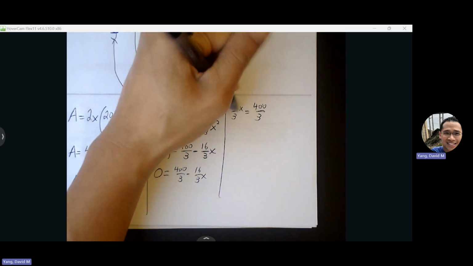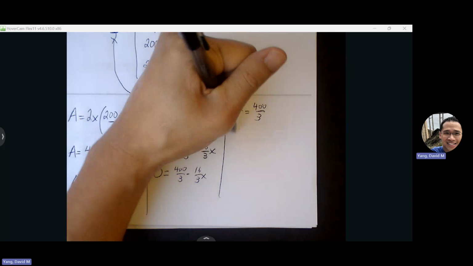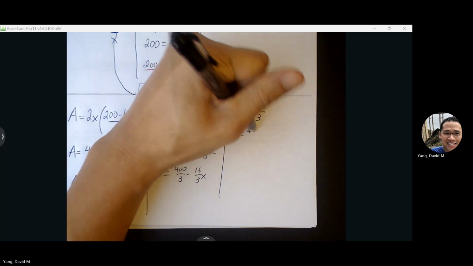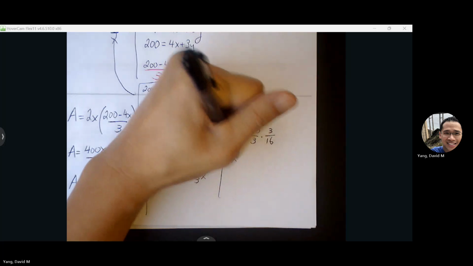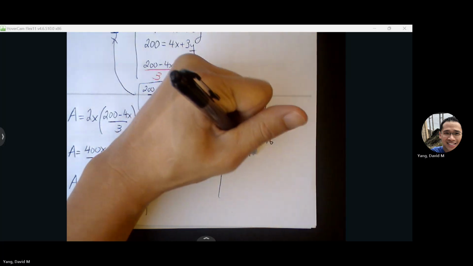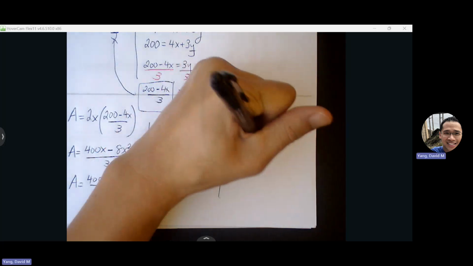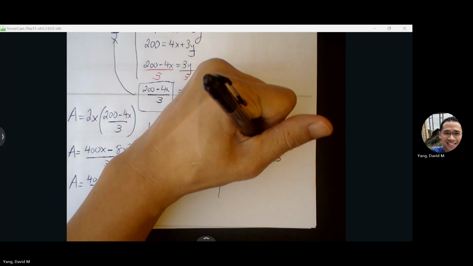Dividing by 16/3 is the same thing as multiplying by the reciprocal, 3/16. Threes cancel out. 400 over 16 is just equal to 25.